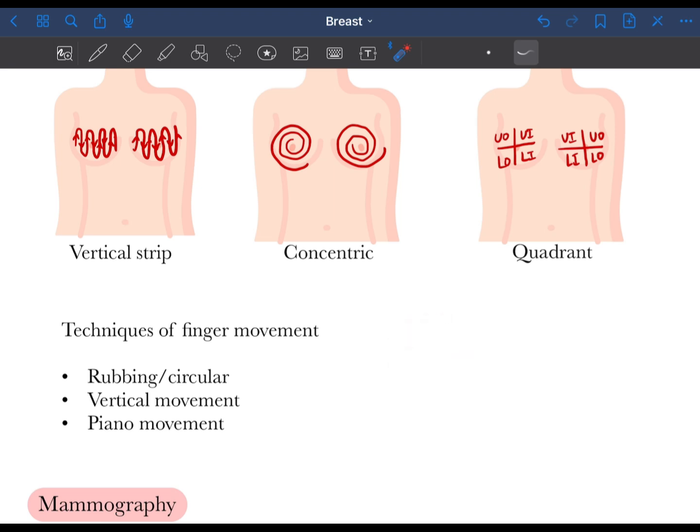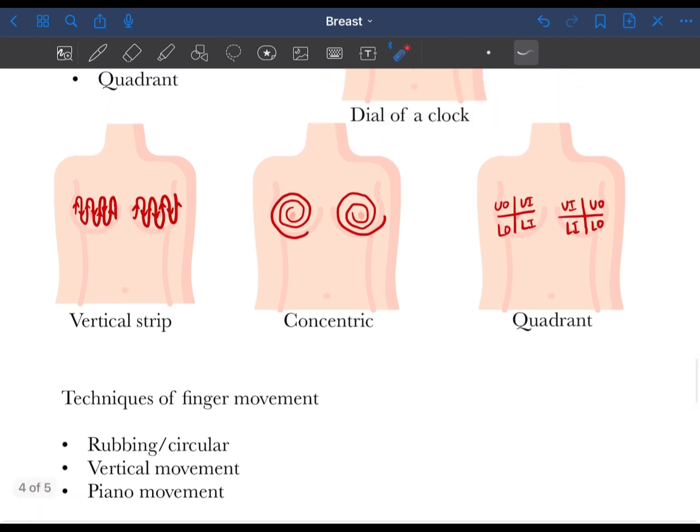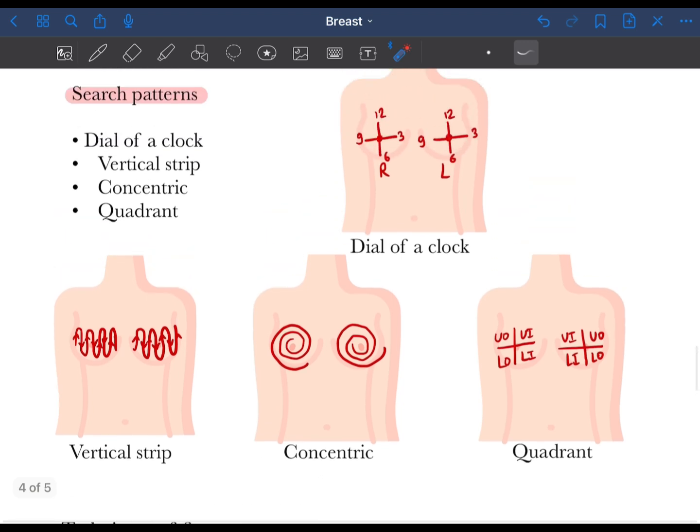So these are the techniques of finger movement, and at the end we should not forget to palpate the lateral aspect of the breast as well, by requesting the patient to roll over to the opposite side. That is an important aspect we should not forget. So this was about the clinical examination of the breast.